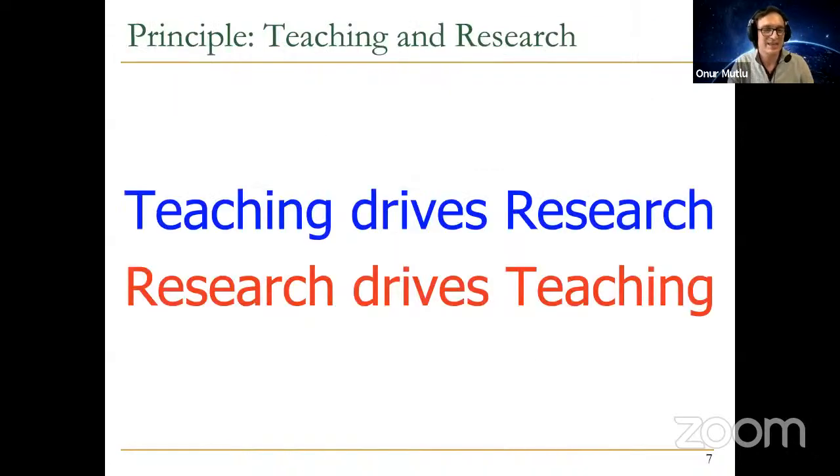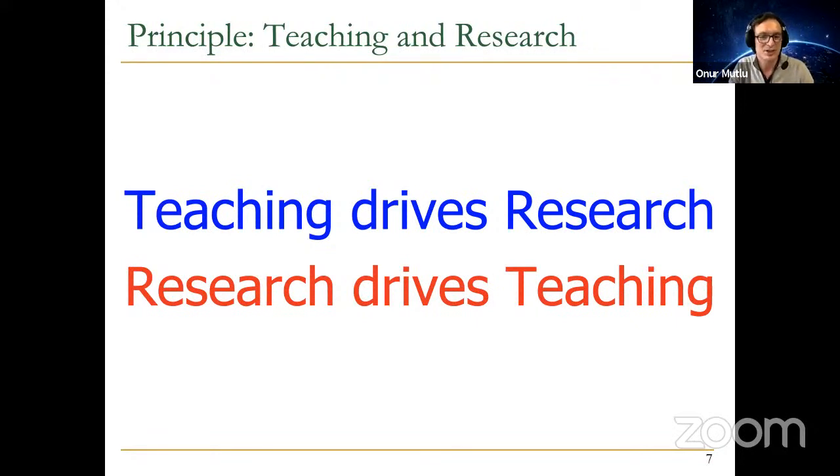Okay, let me introduce myself a little bit based on where I'm coming from. Hopefully you can get a good idea of your lecturer, and that gives you an idea of my mindset. So I strongly believe in what's written on the slide. I believe teaching drives research and research drives teaching. So innovation is all built on these two components in the end.